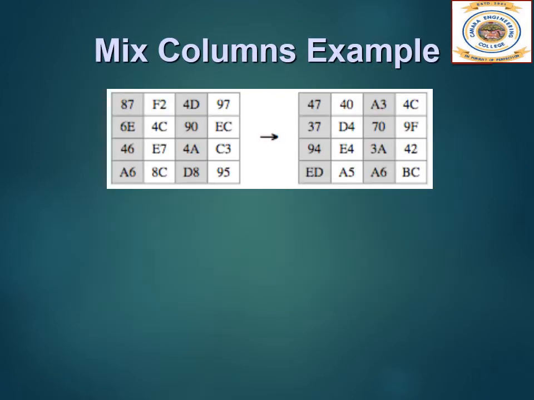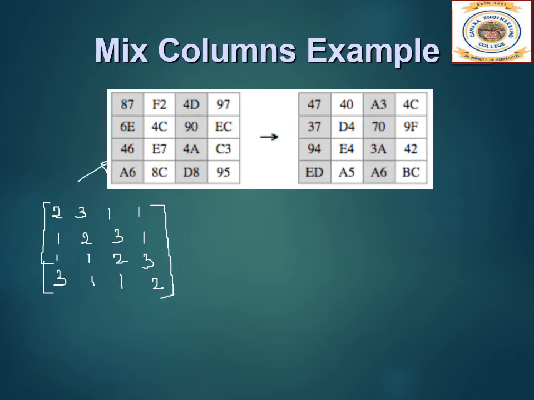Let us see how the calculation is done in mix column. In the previous slide we have seen that we multiply the state matrix with the constant fixed 4x4 matrix. That is given by 2, 3, 1, 1, 1, 2, 3, 1, 1, 1, 2, 3, and 3, 1, 1, 2. This is multiplied with this particular 4x4 state array, the state matrix.